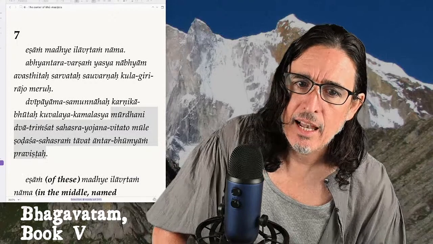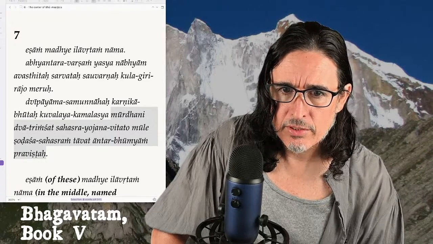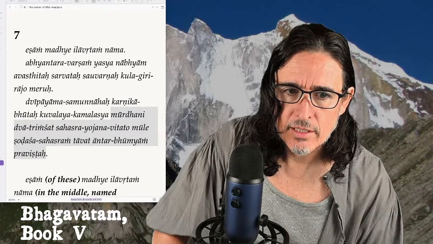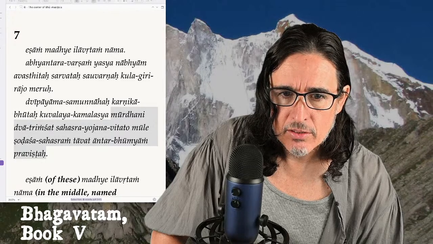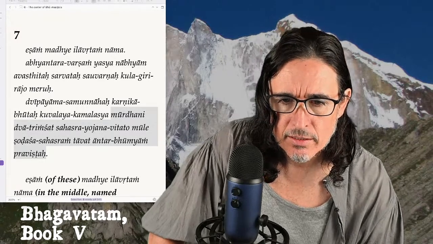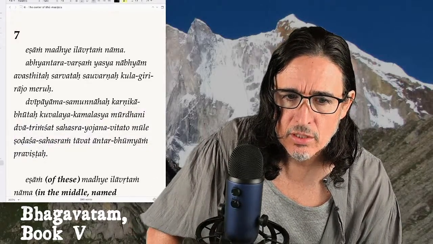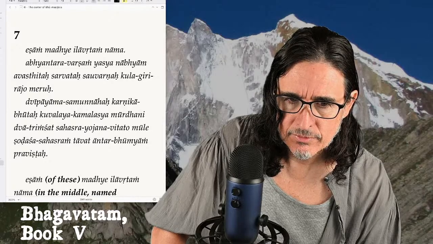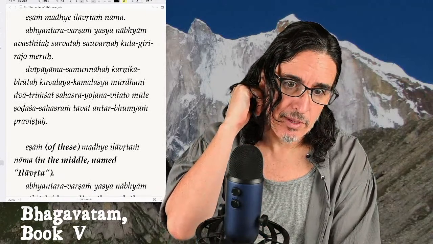Esham madhye ilavartam nama abhyantara varsham yasya nabhyam avastita sarvata suvarnaha kulagiri rajo meru dvipayama samunnaha karnika bhuta Kuvalaya Kamalasya Murdhani Dvatrimshat Sahasra Yojana Vitato Mule Sodash Sahasram Tavat Antar Bhumyam Pravishtaha. So here we're just going to read what he's saying now. We'll figure out what it means in a bit.